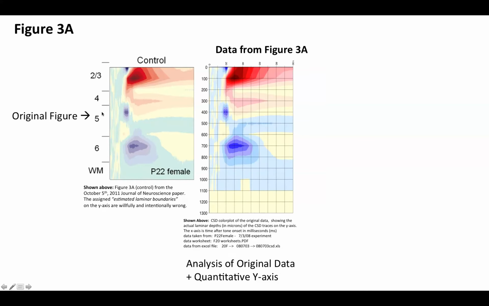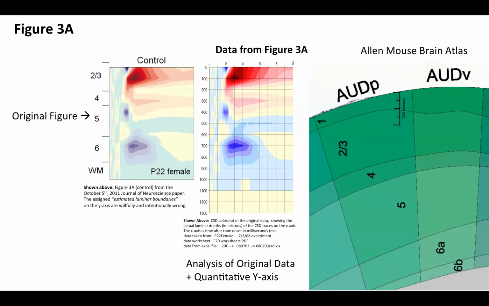So I analyzed the original data. Here it is on the right. Here, each one of these grid lines is one of the 14 CSD channels. And this is the full depth of auditory cortex. So this is really a very superficial sink at a depth of 100 microns, which means this is a layer 1 sink. And a depth of 200 microns is in layer 2-3.